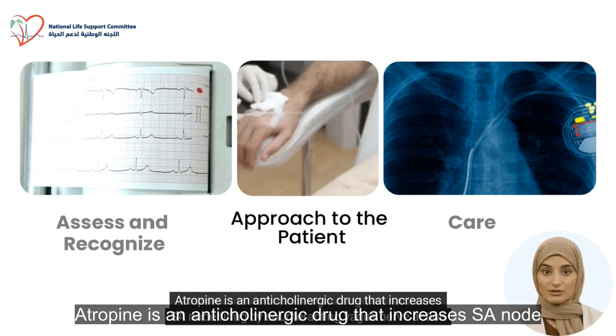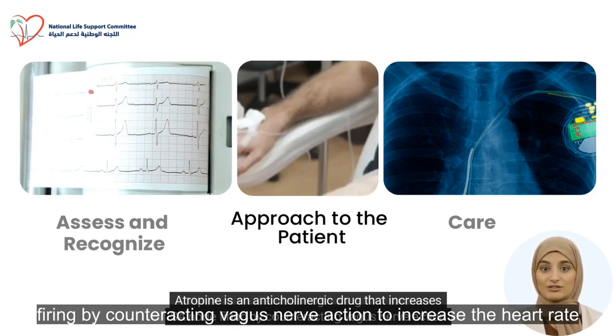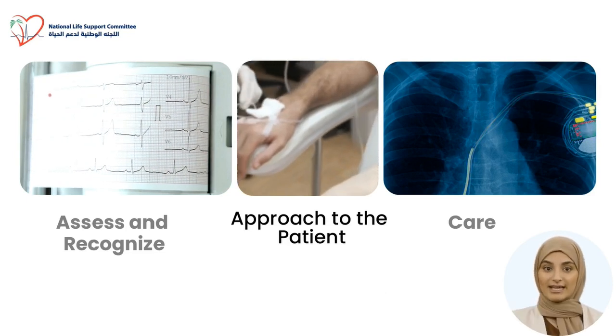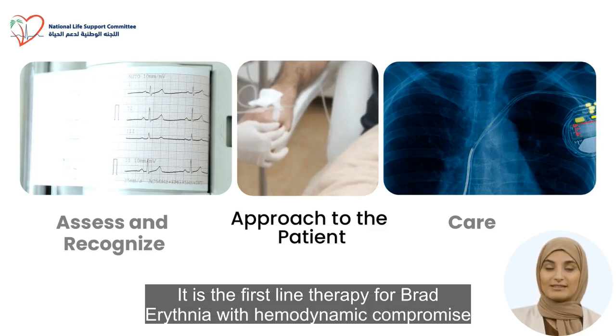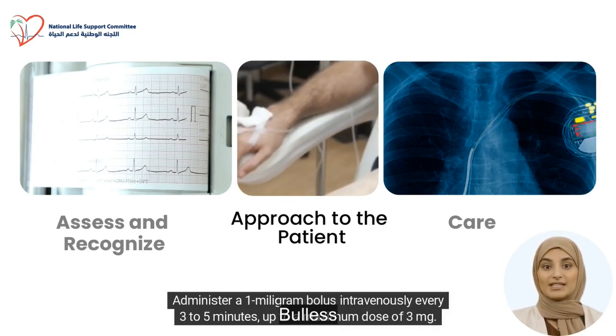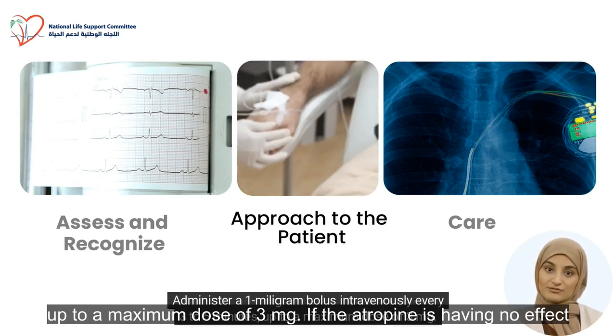Atropine is an anticholinergic drug that increases SA node firing by counteracting vagus nerve action to increase the heart rate. It is the first-line therapy for bradyarrhythmia with hemodynamic compromise. Administer a 1 milligram bolus intravenously every 3 to 5 minutes, up to a maximum dose of 3 mg.